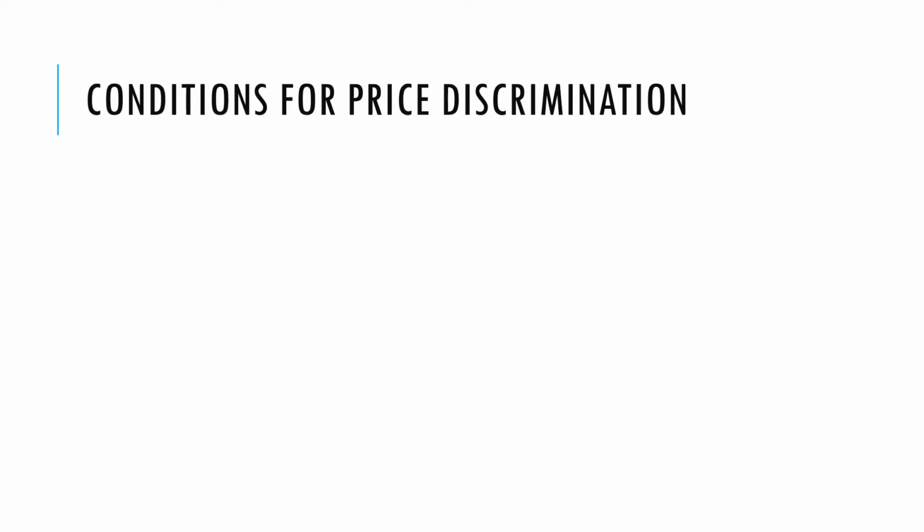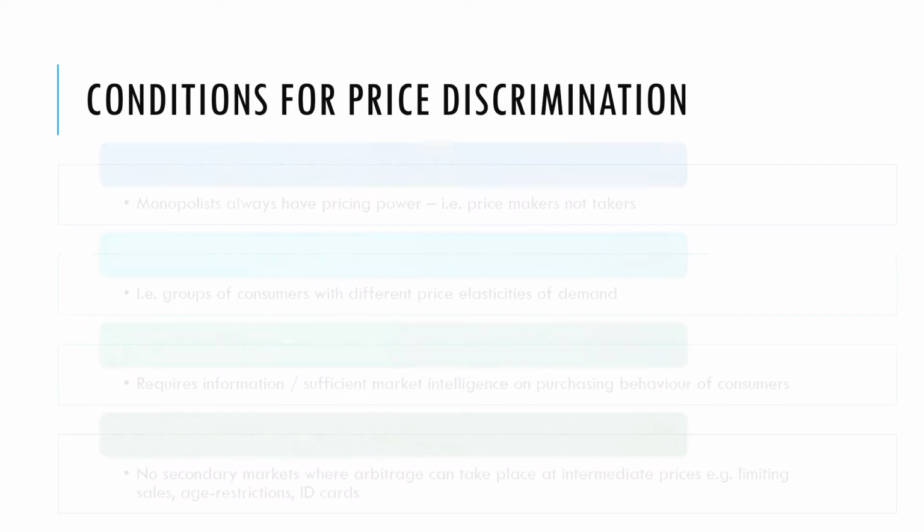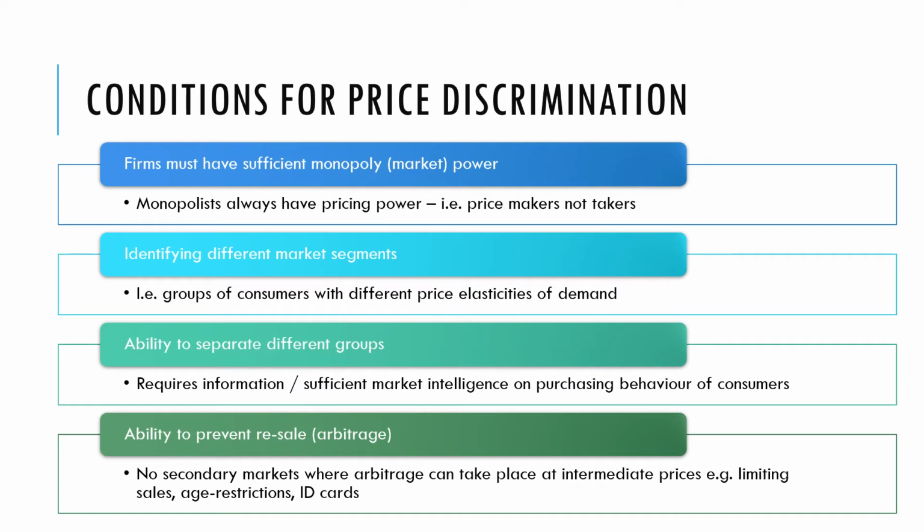Now, in order for me to do this, there are certain conditions that need to be in place for me to price discriminate. Firstly, I need to have quite a lot of monopoly power in the market. So remember, monopolists have pricing power. We can make our own prices. We're not price takers. This won't work in perfect competition. If I try and charge people different from the market price or higher than market price, I'll lose all my customers. If I try and charge lower, I'm going to make a loss.